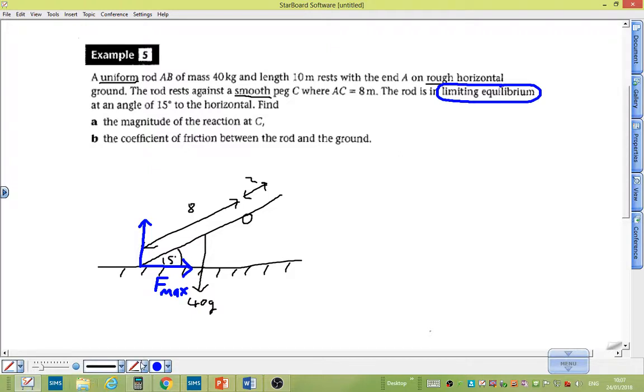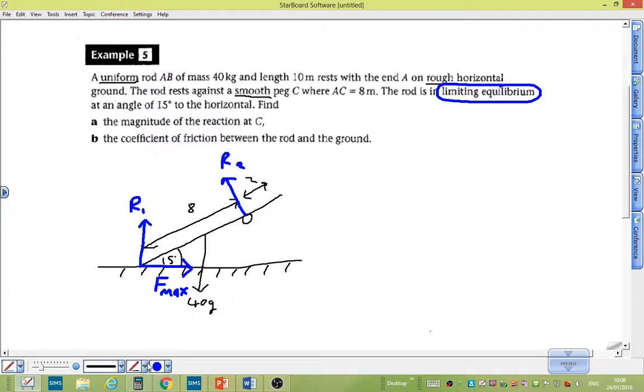Now, does it mean it's moving? No, it hasn't exceeded. It's just got there and is on the point of moving. This is a reactional force going upwards, so I'm going to call it R1. And the other force we've got to worry about is the normal to this little peg, which is the contact doing that. That's R2. And there's nothing else on the diagram I've got to worry about.